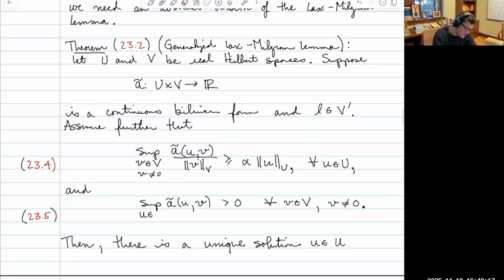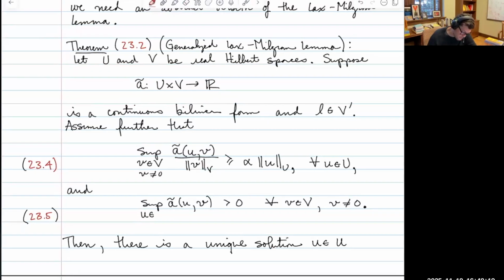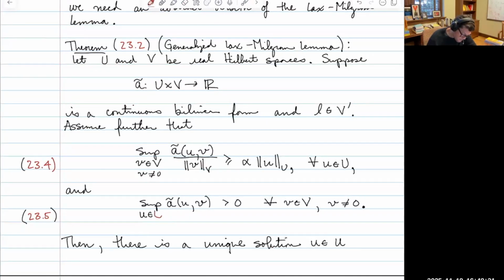I don't want to write it like that because then I get there. This is my space. There's my object. We're taking the supremum over all U in capital U of A tilde UV. And we need to assume that that's greater than 0 for all V in V, as long as V is not equal to 0.